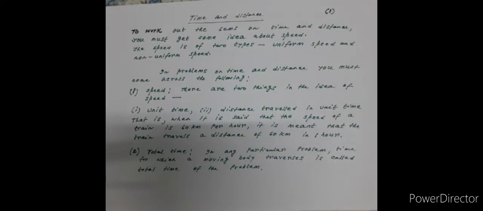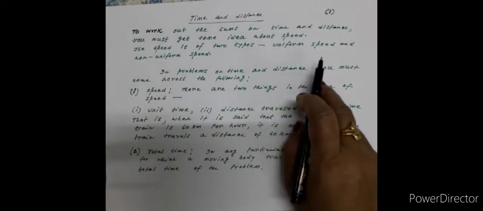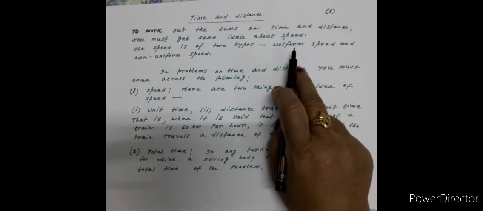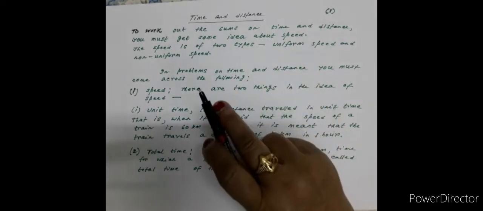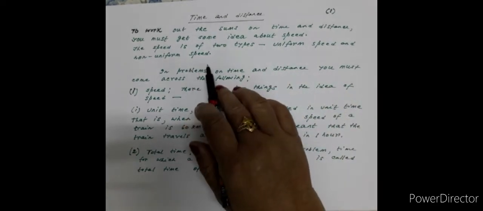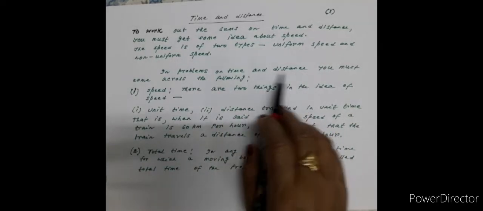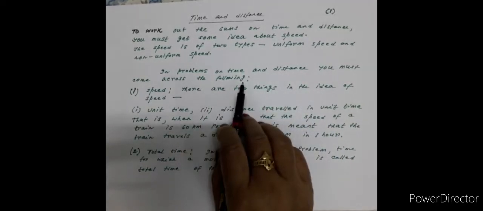Today I am going to discuss an important topic of mathematics, that is time and distance. So let us start. To work out the sums on time and distance, you must get some idea about speed. The speed is of two types: uniform speed and non-uniform speed. In problems on time and distance, you must come across the following.